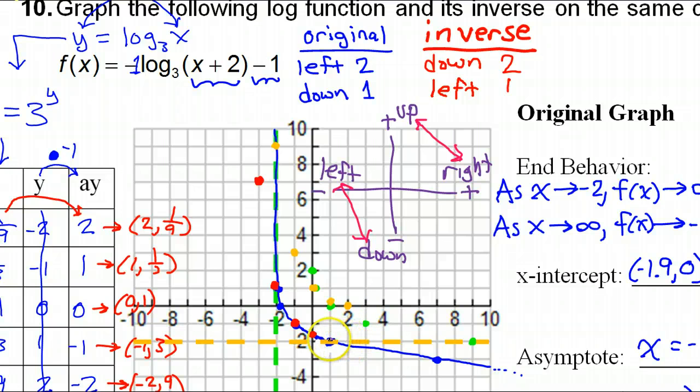Down 2, left 1. All right, so these red dots show you where the inverse graph is going to be. Now you can see that it's curving in towards the asymptote. The orange horizontal line is my new asymptote. So it's already super close right here. So by the time it gets here, it's going to appear to be tracing the asymptote.